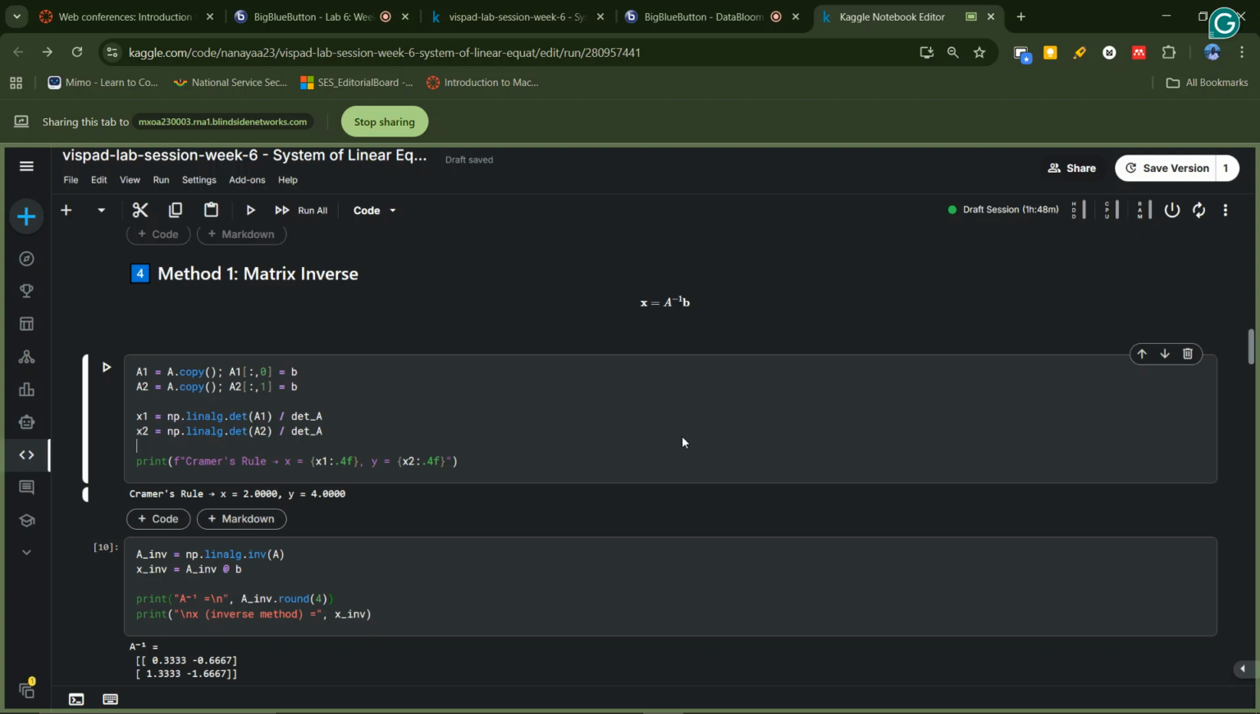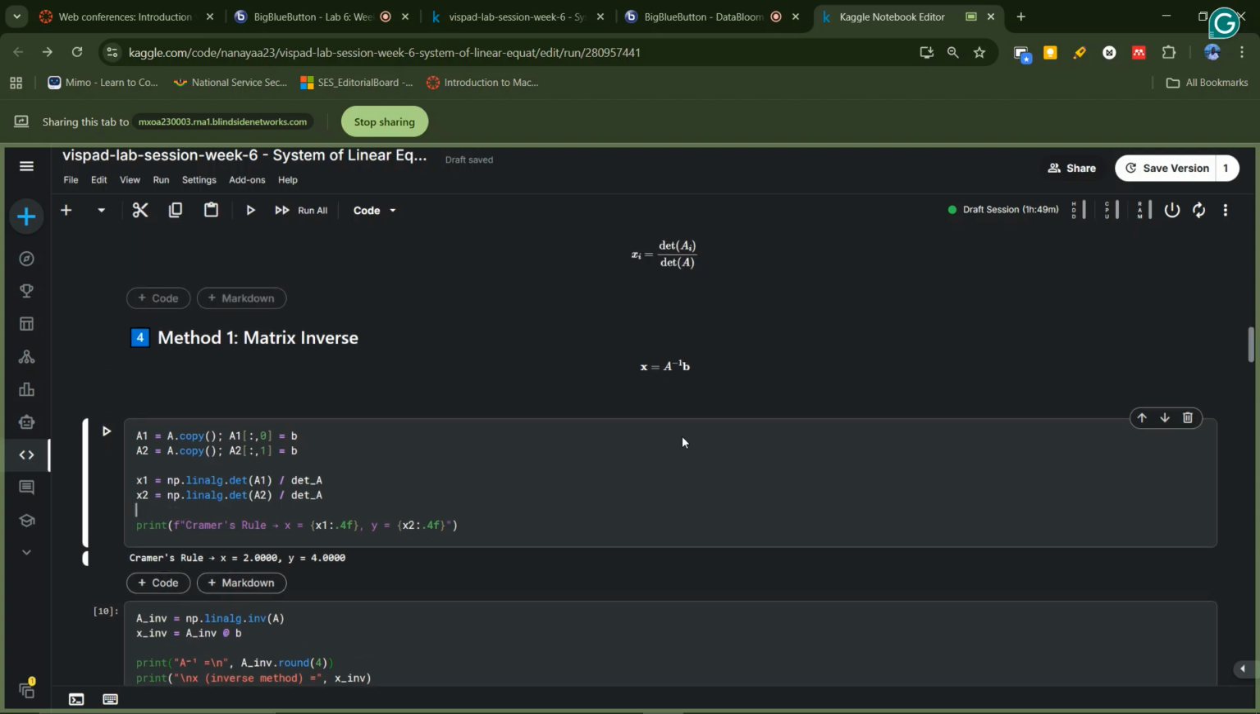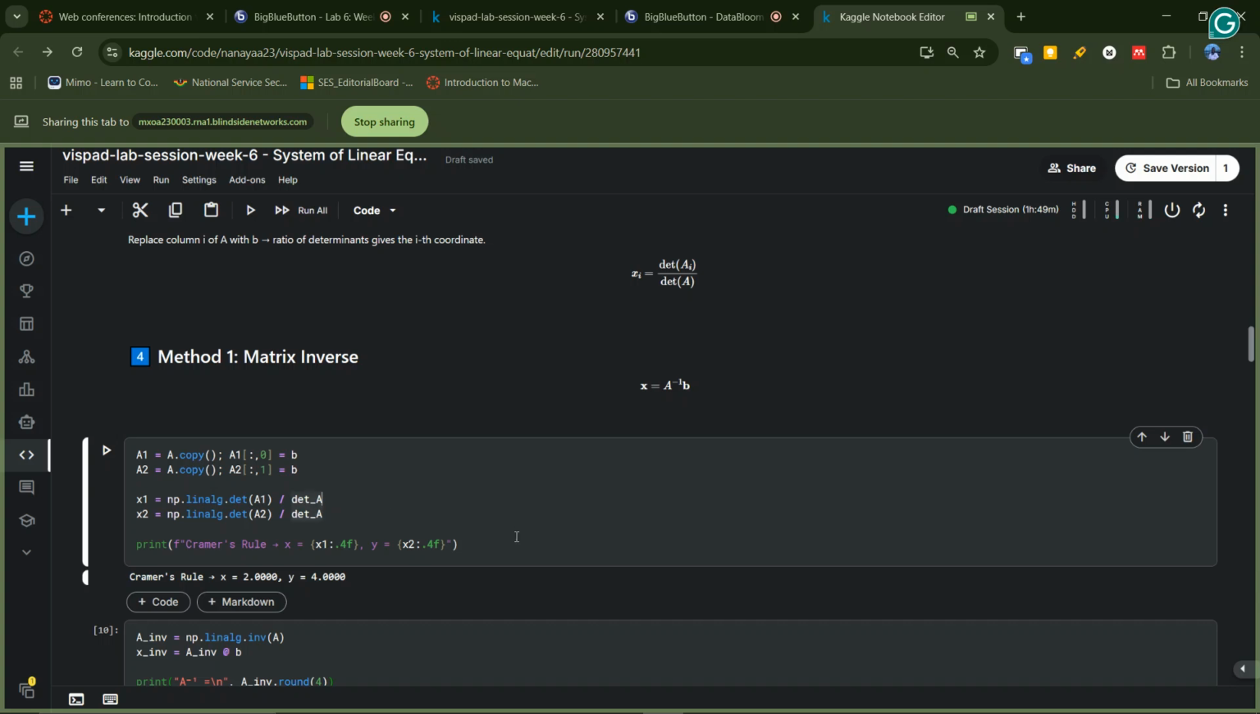So again, you pick the same formula. Your y is equal to the determinant of your new matrix, where you replace with a vector b, all over the determinant of A that was already calculated. Okay, so that was it, by the way. So that is what this code was trying to achieve. That is what these lines of code were trying to achieve.